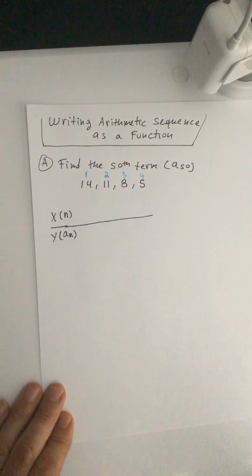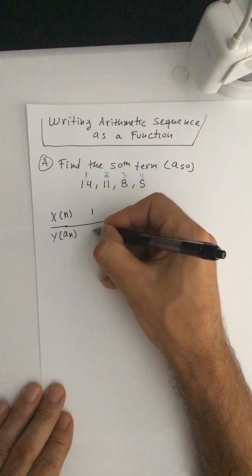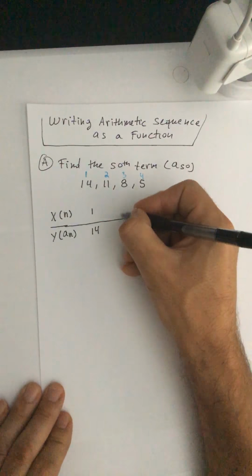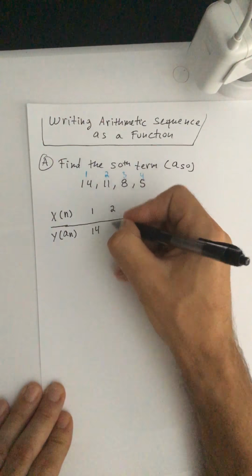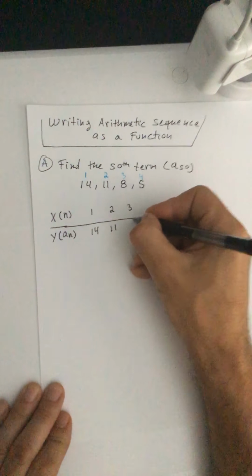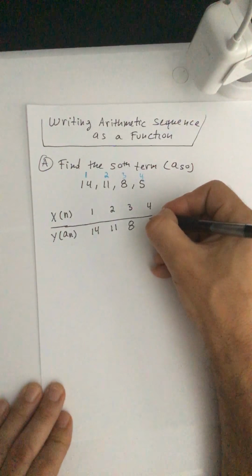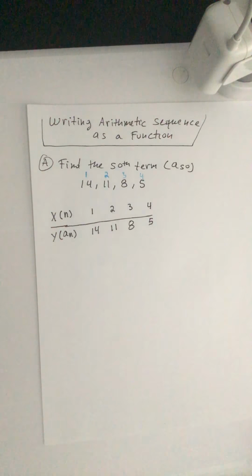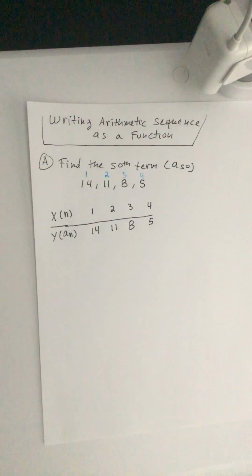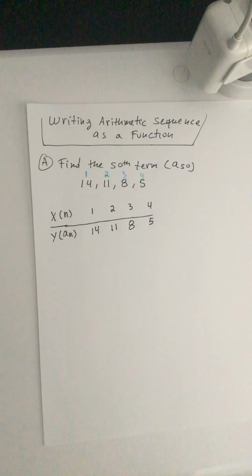So now, let's write it down. We got 1, 14, 2, 11, 3 is 8, and 4 is 5. Now, if you remember, to write down an equation or a function, you need the slope and the y-intercept.